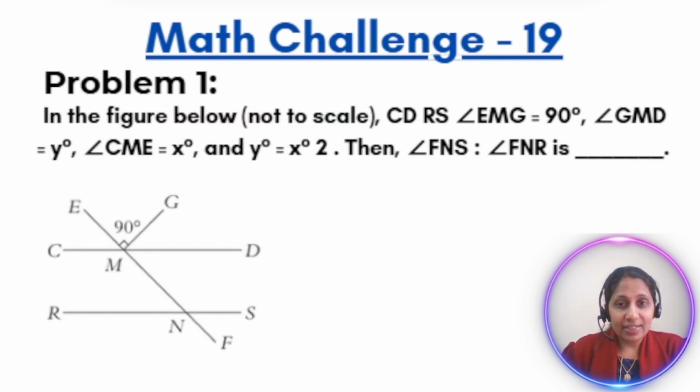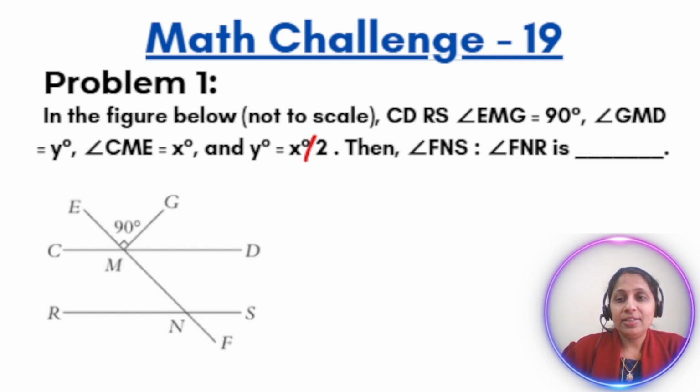Challenge number 19. Problem 1: in the figure below, which is not drawn to scale, CD and RS are two lines. In this, angle EMG is 90 degrees, which is marked. Angle GMD is Y and angle CME is X degrees, and Y degrees is equal to X degrees by 2. Then what is angle FNS or angle FNR? So this is your first question.